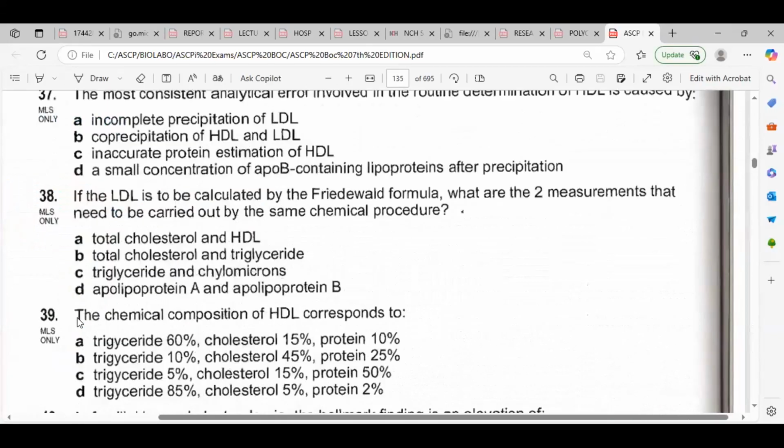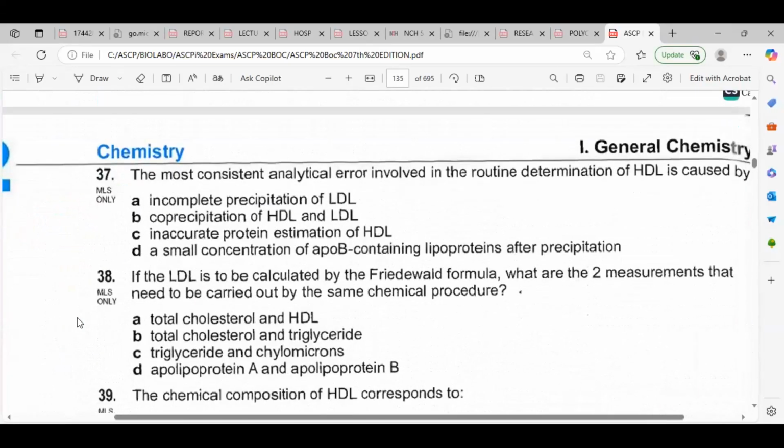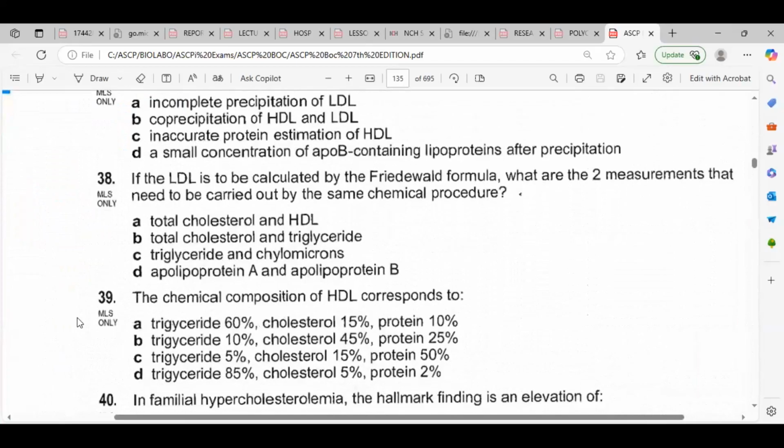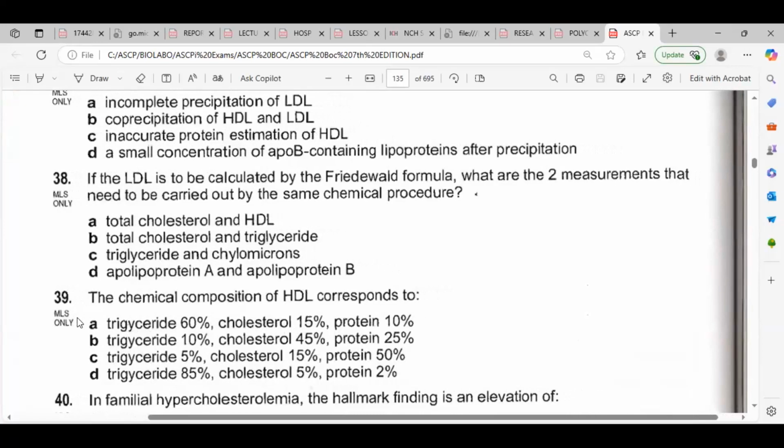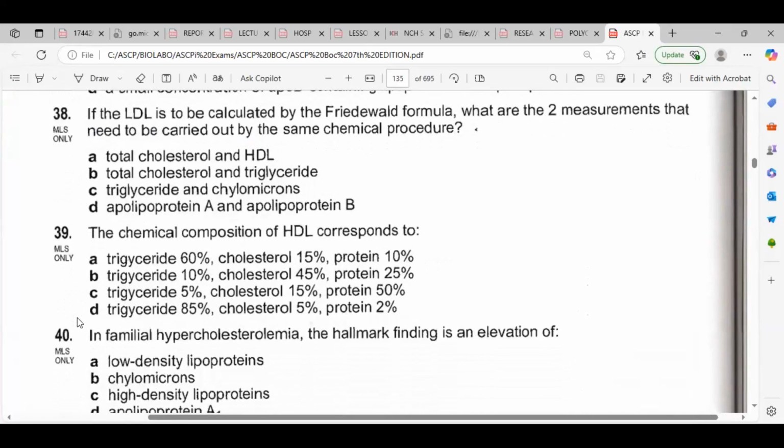Okay, so let's see. The MLS questions are many here, but let's maybe pick one. This one is simple. It's a triglyceride, total cholesterol, and whatever. But let's see question number 39, which says the chemical composition of high density lipoprotein corresponds to.